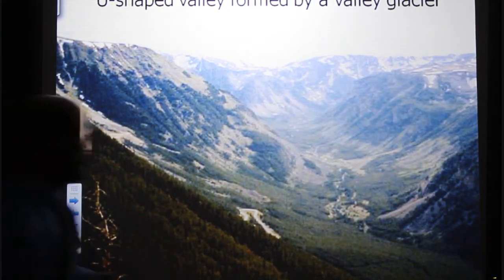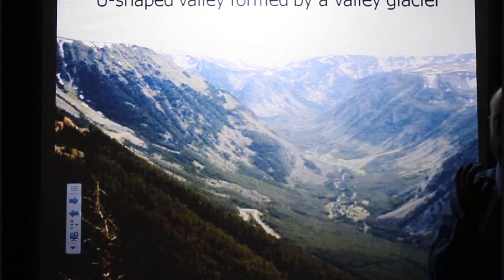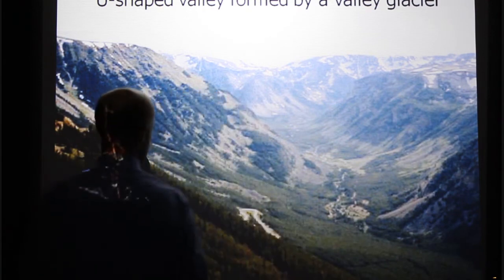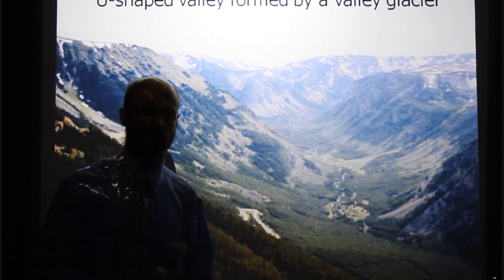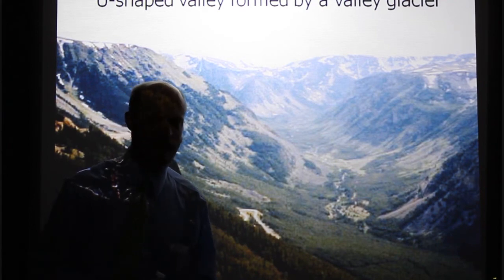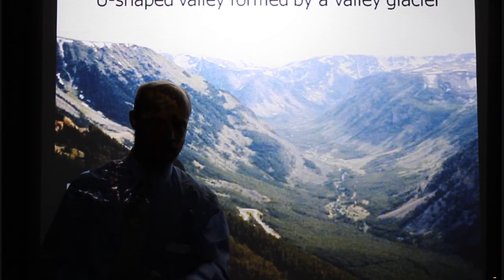And then this one is another really good U-shaped valley. That's a classic U-shaped valley formed by a glacier. Know that for sure. Glaciers, U-shaped valley. Well, what valley does the glacier form? What shaped valley? U-shaped. Know it.